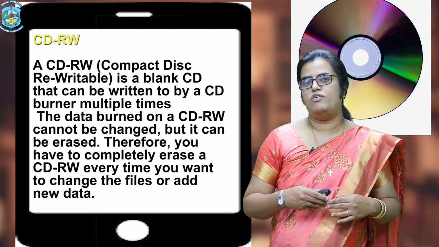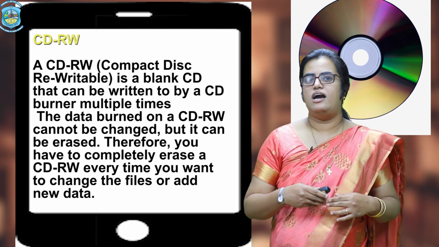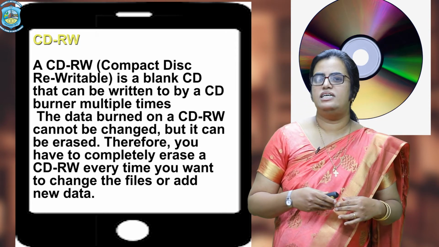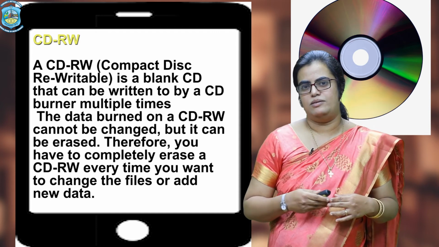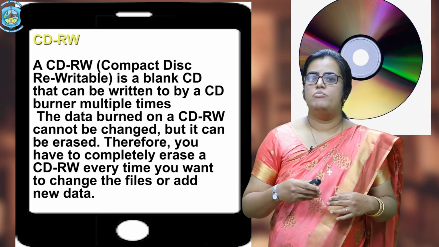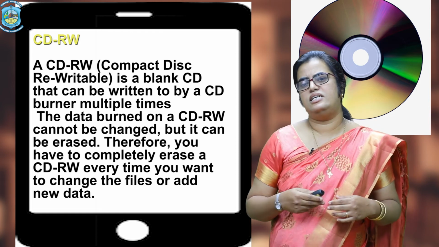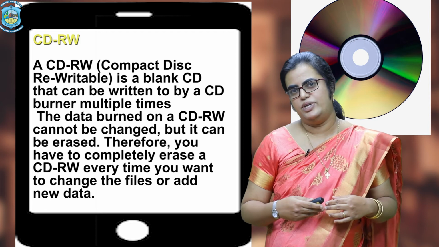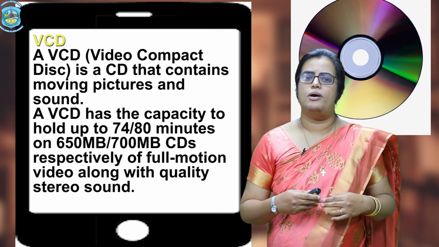The second type of a CD is a CD rewritable, CD-RW. A CD-RW is a blank CD that can be written to by a CD burner multiple times. The data burned on a CD-RW cannot be changed, but it can be erased. Therefore, you have to completely erase a CD read-write every time you want to change the files or add new data.